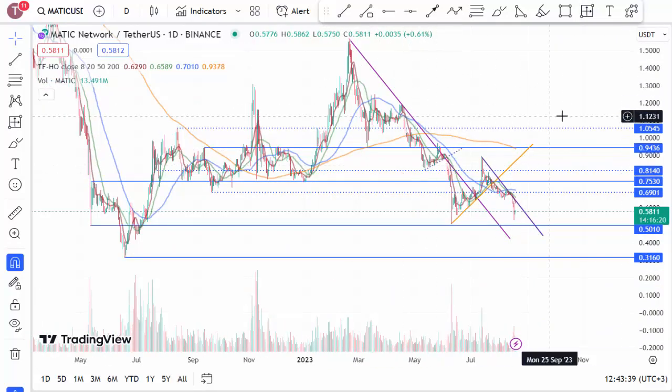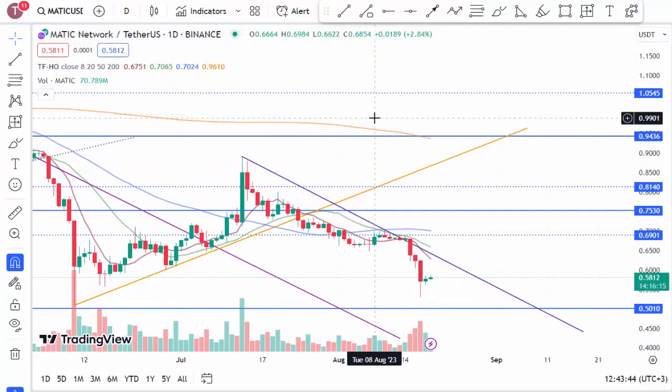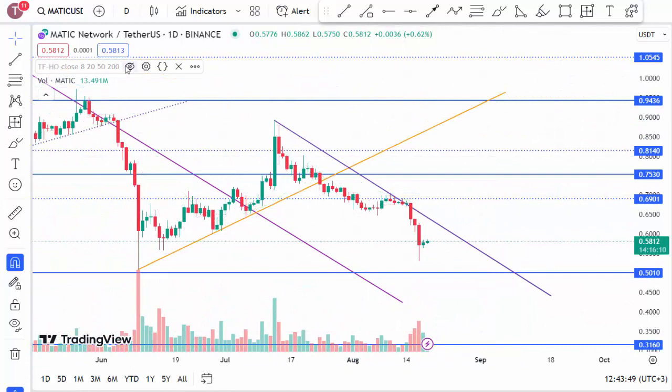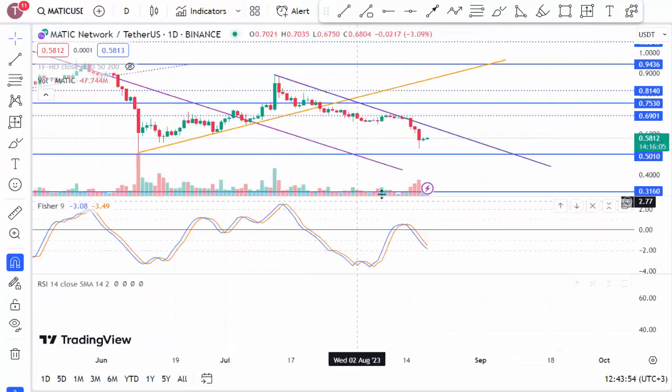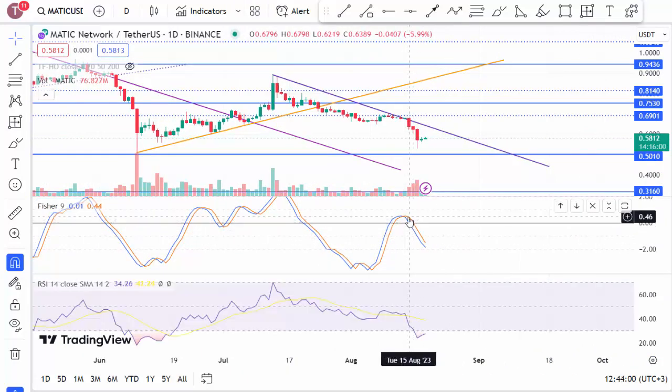Additionally, if we look at the indicators, let's start with the Fisher and RSI indicators. The Fisher is still indicating a sell signal, as it has been doing so at 0.70. As you can see, until there is any upward breakout, the downward movement in price will continue. We can make our observations in this way.